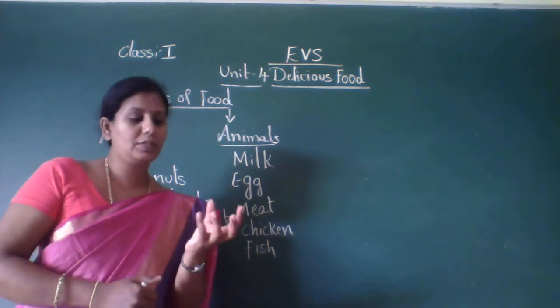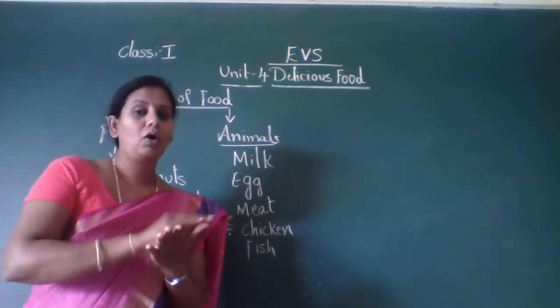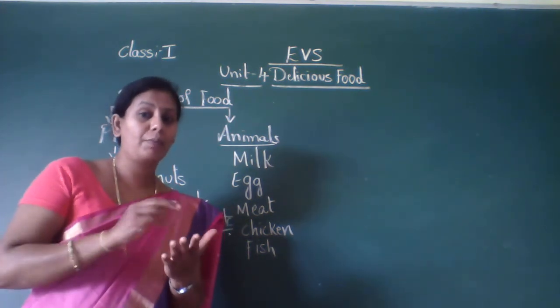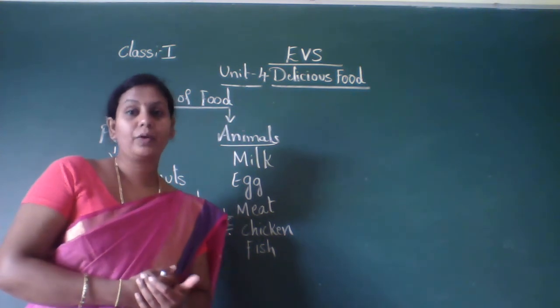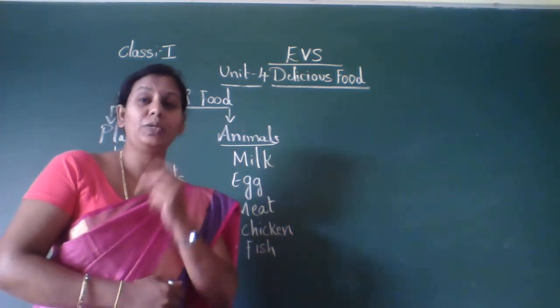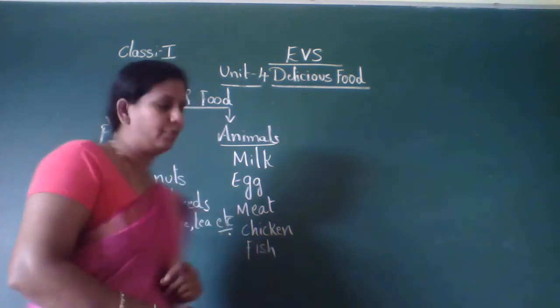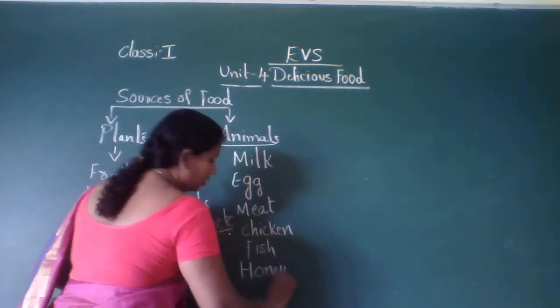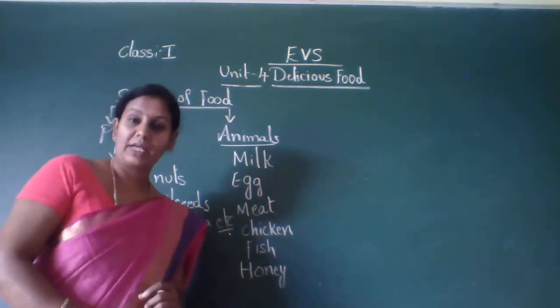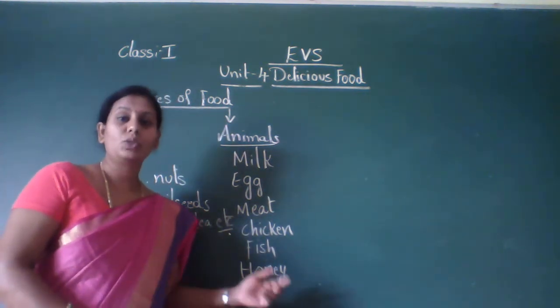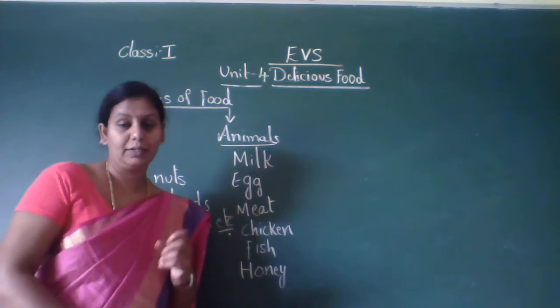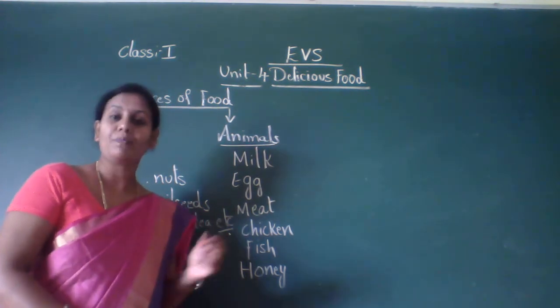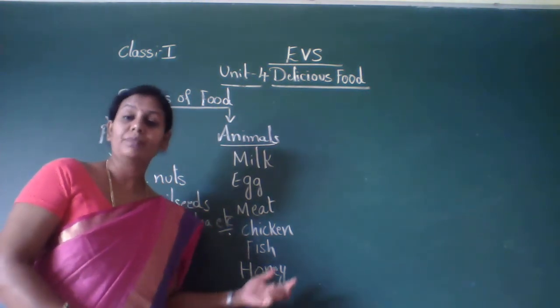So we use that food item for chapati, for bread. Which food item? It's very, very sweet. Honey. Very good. So honey. We use honey. Everyone likes honey, isn't it? It's very sweet. So we get honey from the honeybee. So we get honey from insects.